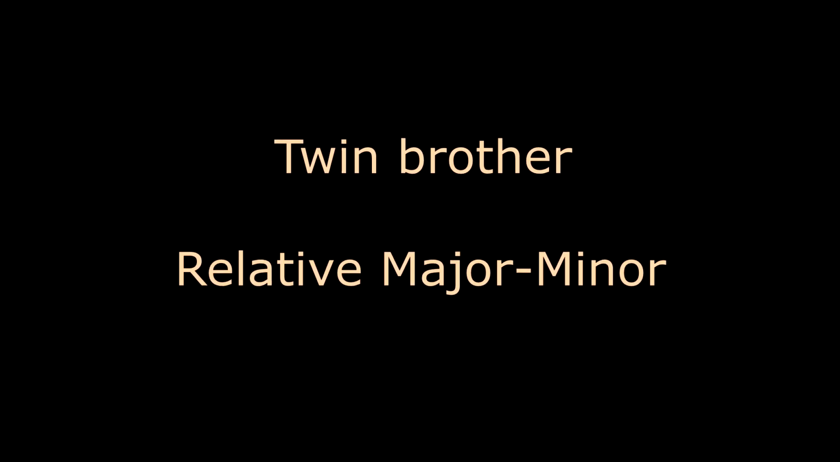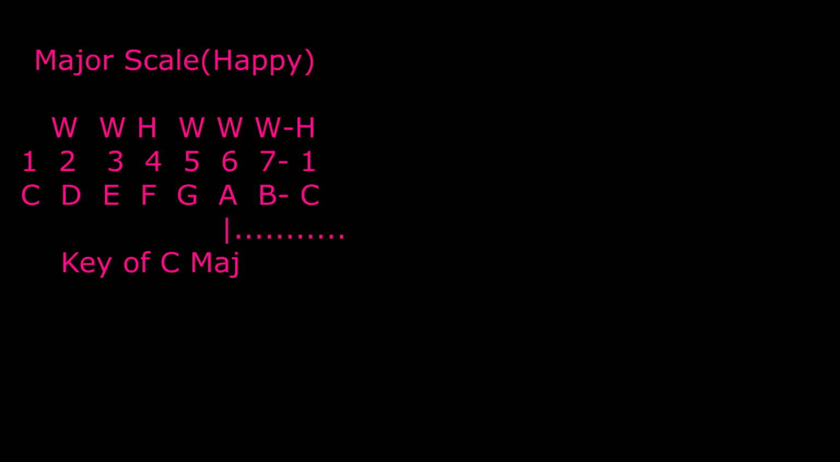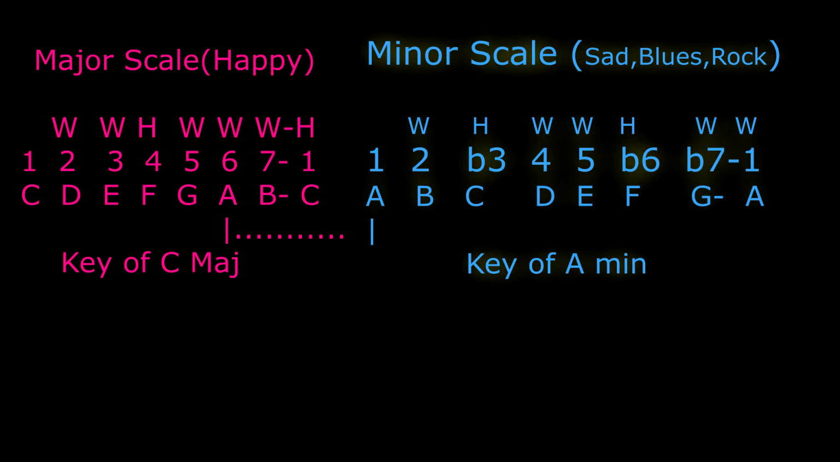Relative major and minor. On the left side, we have our old friend the major scale. C, D, E, F, G, A, B, C. Been there, did that, right? On the right side, this is where it gets really, really interesting, and it simplifies so much.